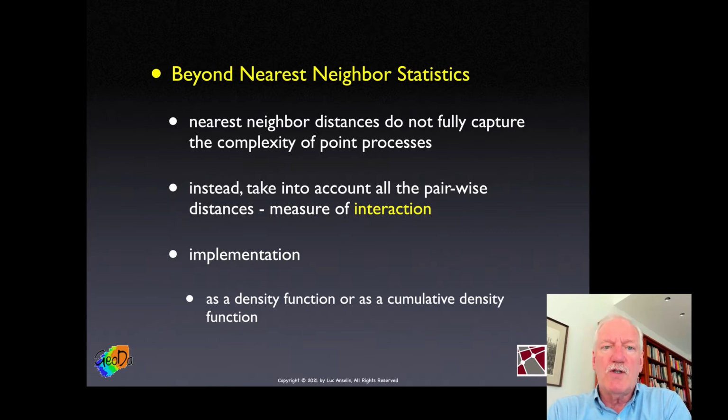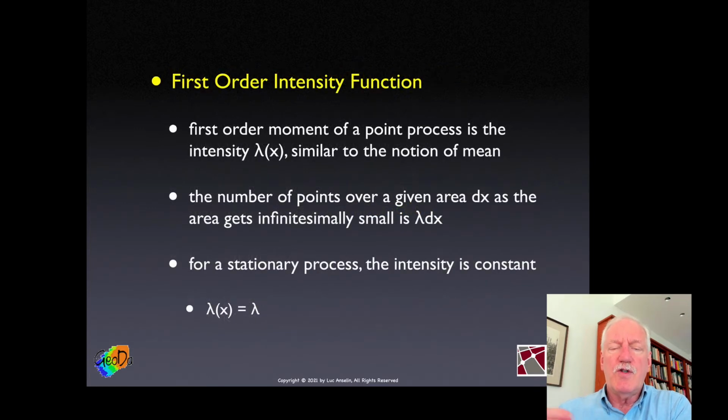And so we'll construct a new function, the K function, which will capture that interaction, and we will either plot it as a cumulative density, which is the original K function, or as a density function, which is what is called a KD function. So first order intensity, which was the focus a couple of lectures ago, is the average number of points in a given area, which is similar to the notion of mean. In fact, we used this measure as the mean for the Poisson distribution when we wanted to calculate actual probabilities.